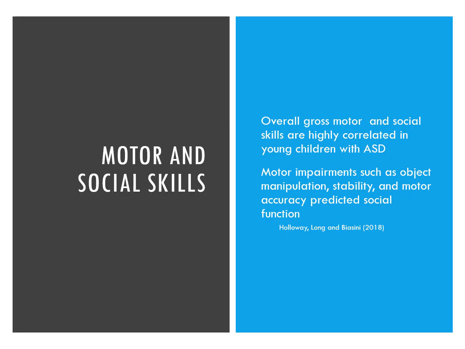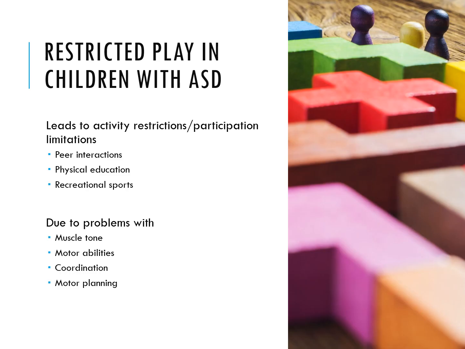Overall, gross motor and social skills are highly correlated in young children with autism spectrum disorder. Motor impairments such as object manipulation, stability, and motor accuracy predicted social function. Restricted play in children with autism spectrum disorder: deficits in pretend play are related to social and cognitive development, and so again, that lack of imitation limits the motor development, which then limits the social engagement.